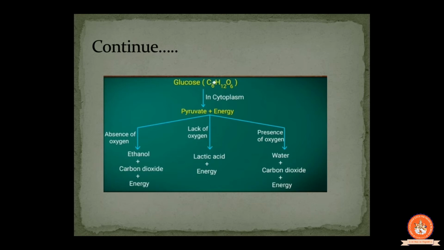Now coming to the third point, that is the presence of oxygen. In the presence of oxygen, the pyruvate is converted into water plus carbon dioxide plus energy. It is very useful energy. This conversion occurs in the mitochondria, which is present in your cell.